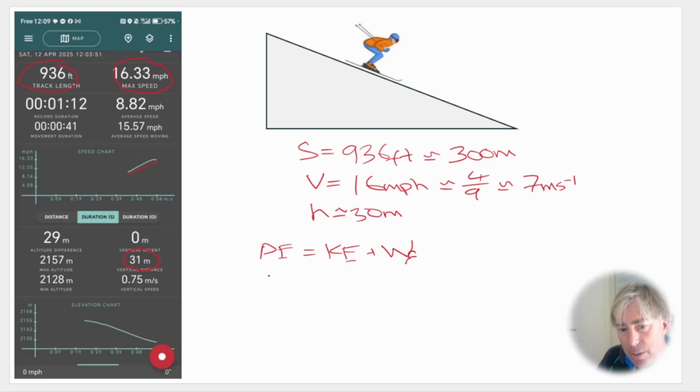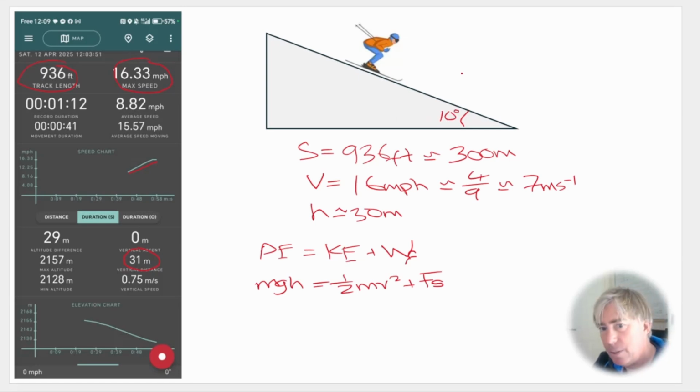Okay, so let's use what we know: mgh equals a half mv squared plus, and we're going to say F, work done against friction, times S, which is actually our 300 meters. Okay, now let's just look at our diagram. A little bit further down in my Geo Tracker data, it tells me that there was an average slope of 10 degrees. Okay, so I'm going to use that.